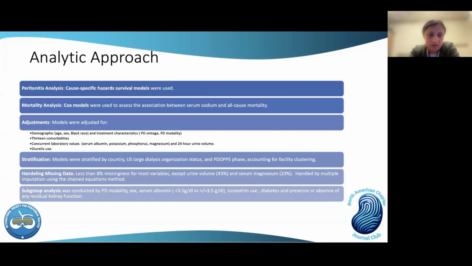And for the missing data, I have to mention that there were less than 8% missingness in most variables, except urine volume, where 43% was missing, and serum magnesium. They handled the missing data by chained equation method and did multiple imputation. Also, subgroup analysis was conducted by PD modality, gender, male, female, serum albumin level of less than 3.5, more than 3.5, patients using icodextrin versus non-icodextrin, diabetes, and presence of any residual kidney function.